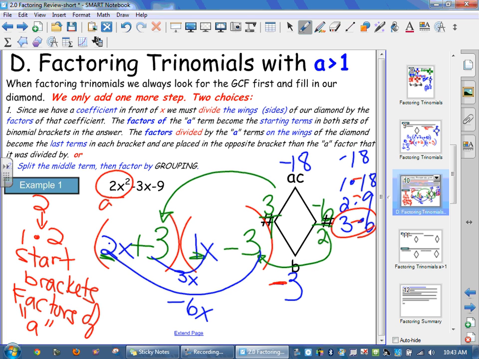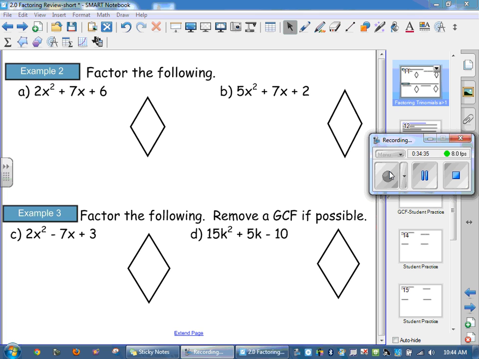All right, here we go. Last 4 examples. First thing I'm going to do is factor my A. Here's my A, it's 2. So when I open my brackets, I know I'm going to have a 2x and a 1x. Those are my factors of A. So that's what I'm going to start with, so I know what my factors of A are.